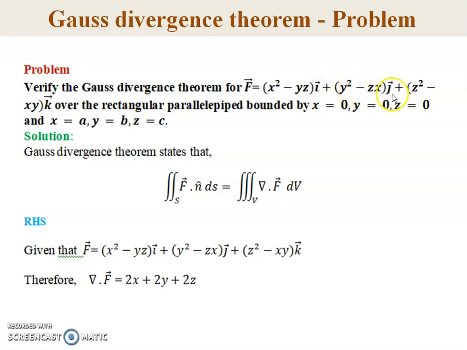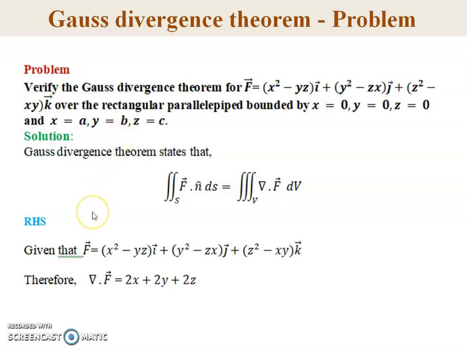j vector plus (z² − xy) k vector over the rectangular parallelepiped bounded by x equal to 0, y equal to 0, z equal to 0 and x equal to a, y equal to b, z equal to c. So here the x limit is 0 to a, y limit is 0 to b, z limit is 0 to c. Okay, now the solution.